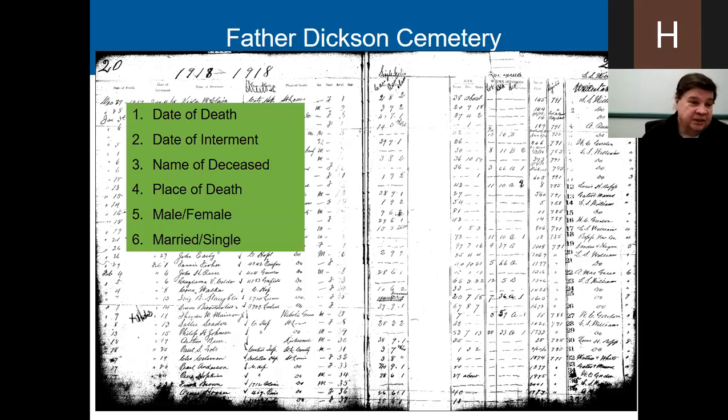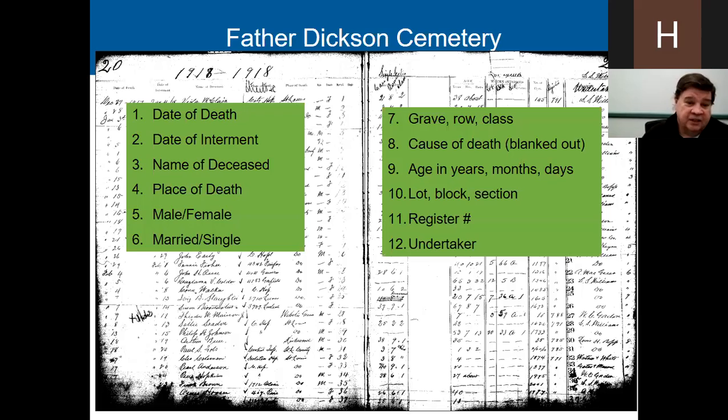But these Father Dixon records give the date of death, the date of interment, the name of the deceased, the place of death, their gender, their marital status, where their grave is, the cause of death, which has been blanked out of these records, their age, the lot and block section, the registration number, and the name of the undertaker. If you know the name of the undertaker and the undertaker's still in business, they might have records that they can help you with too. Don't go visit them on Monday. That's their busiest day.